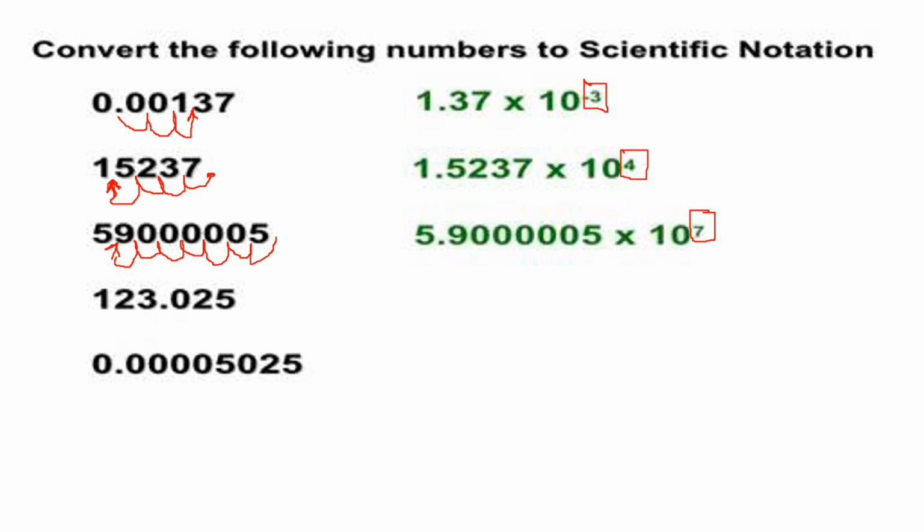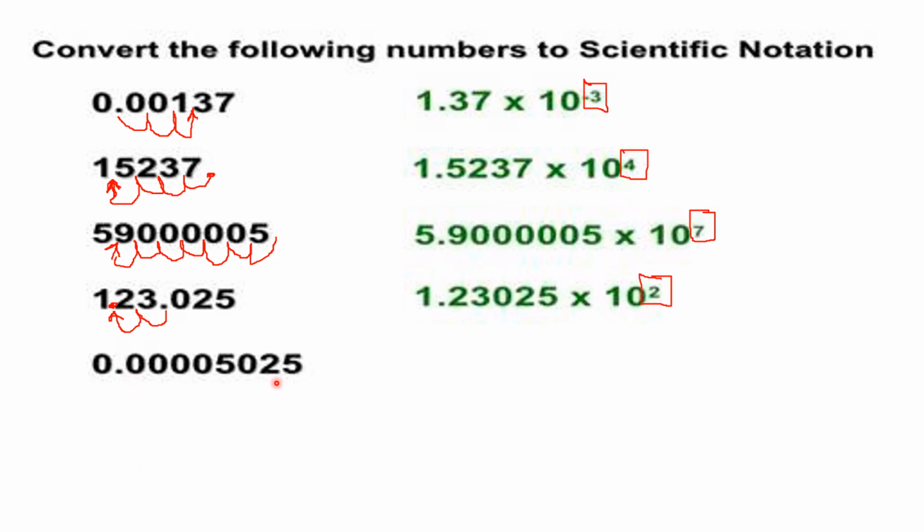Now this number, the decimal point is already here. Where should I put it? After the first number. So it should be here. Let's put it here. So it will be 1.23025. I will move the decimal point 1, 2 digits to the left. So here the exponent will be positive 2.